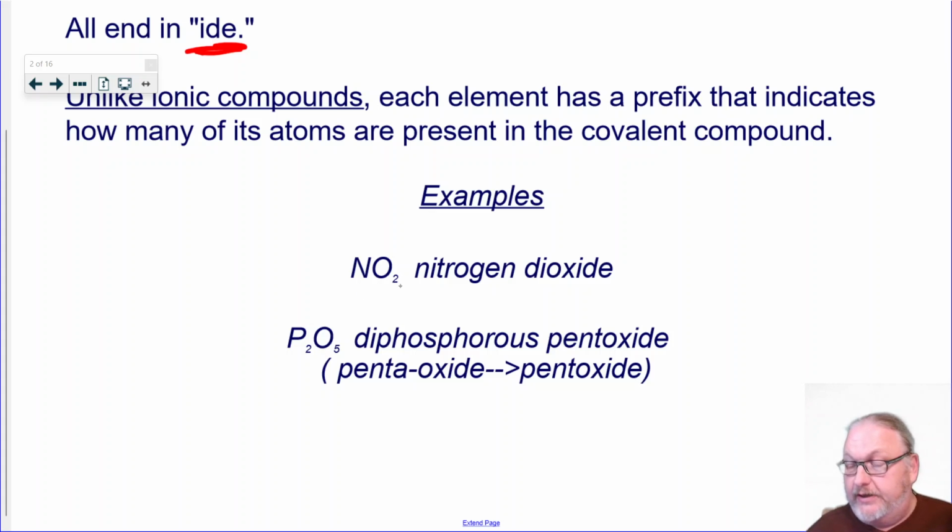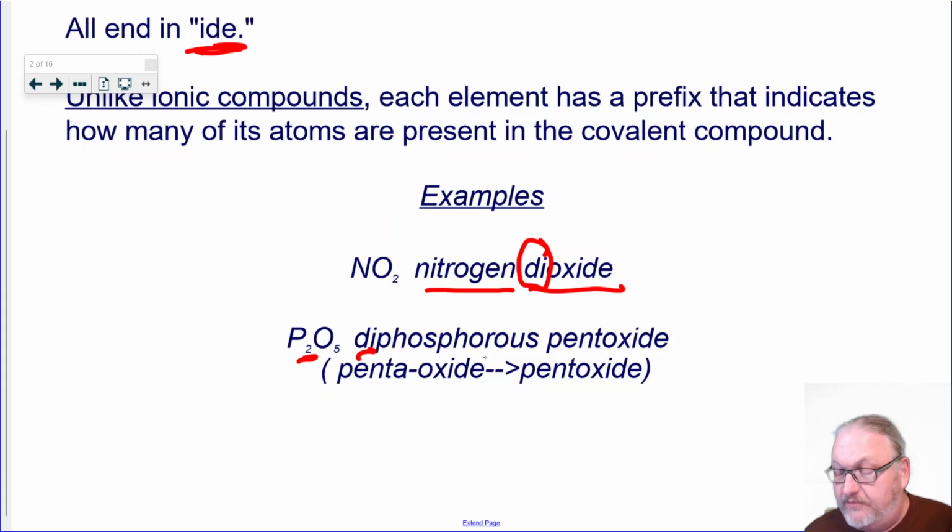So I've got NO2. That name would be nitrogen dioxide. The di is the prefix that stands for two. So I've got P2O5. This would be diphosphorus. Di means the two. Phosphorus, P. Pentoxide, or pentaoxide, right? Pentoxide. So that stands for the five.